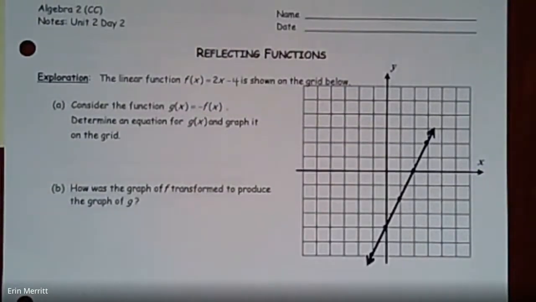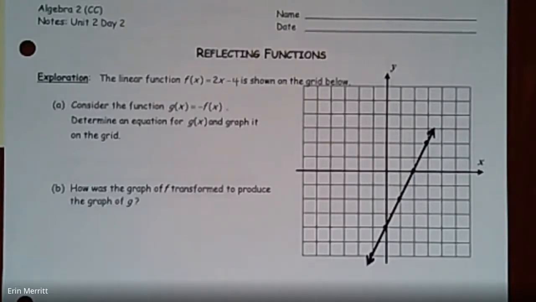Hi, Algebra 2 students. We are moving on with our transformations, and today we're looking at reflecting functions. So reflections, you know what that is, when you look in the mirror, looking all pretty. Same thing for graphs. It's just talking about all the different things that we can reflect over.